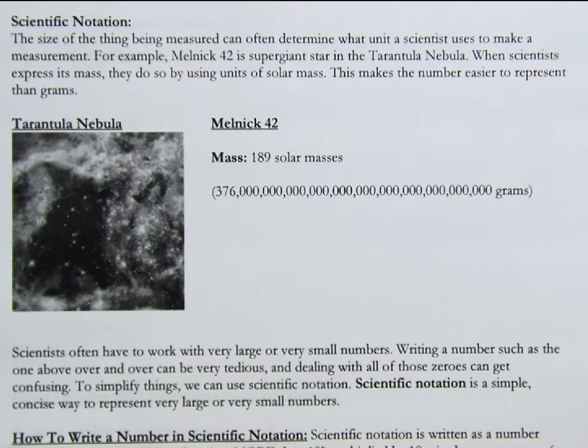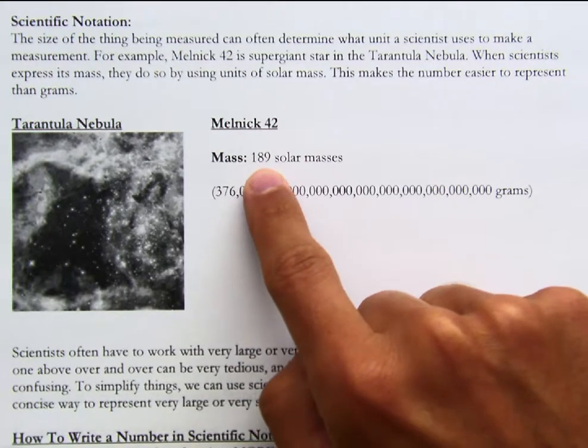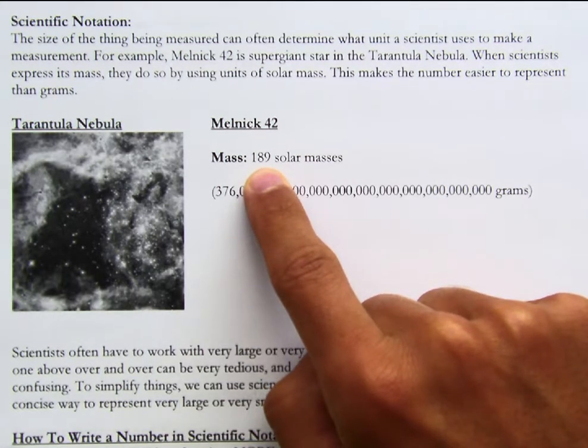Scientists represent its mass using what are called solar masses, and a solar mass is the mass of our sun. So if a different star has two solar masses, then it has a mass that's twice the mass of our sun. So Melnick 42 has a mass that's 189 solar masses. That is 189 times the mass of our sun. Now, that number for representing the mass, 189, that's a pretty nice manageable number to work with, right?